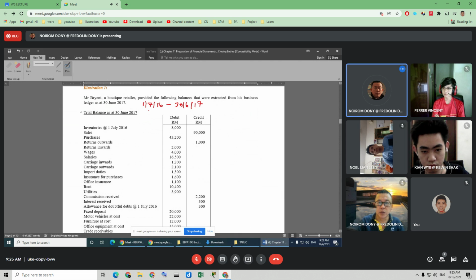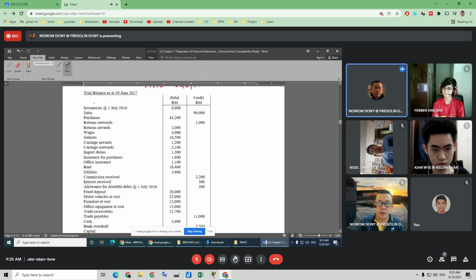So this is the accounting period duration. Why is this important? Because we want to see whether those expenses and revenue fall within this period. That is the most important thing. That is why you see inventory 1st of July 2016 is indicating opening inventory. It is an asset, but it is also part of the cost of sales.